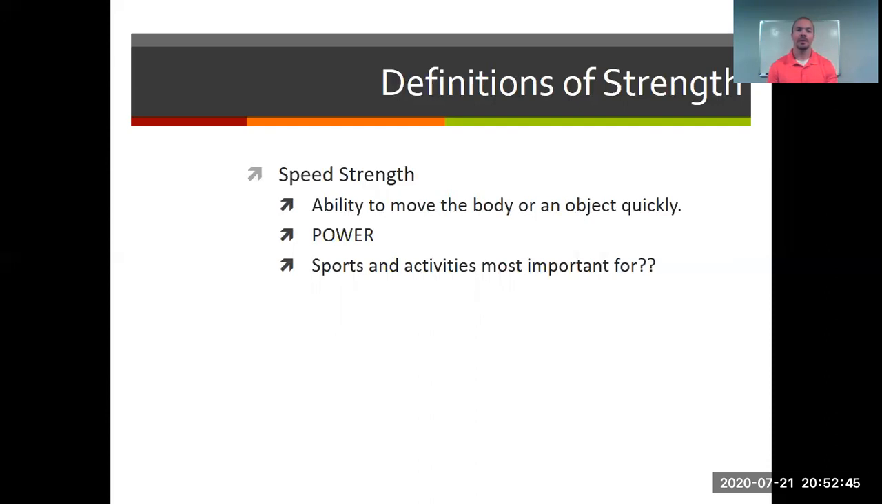About speed strength, the ability to move the body or an object quickly, aka power. What sport and activity is this most important for? There's probably fewer sports that it's not important for than sports that it is important for. I would take power for my wrestlers, my swimmers, my football players, my track team, my basketball team. Yeah, we like power. We like the ability to move weight and move it quickly.